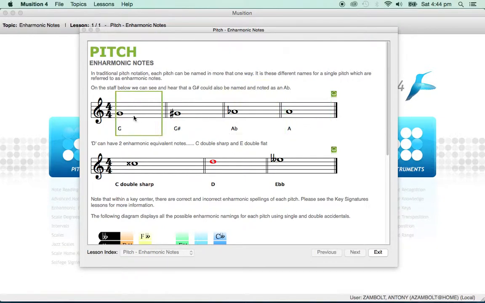What they're saying is that you could have a note G, and you could go up a semitone, and you'd end up on a G sharp. Or you could have a note A, and you could go down a semitone, and you'd end up on an A flat. Now, the G sharp and the A flat, they would both sound exactly the same. G, G sharp, A flat, A.